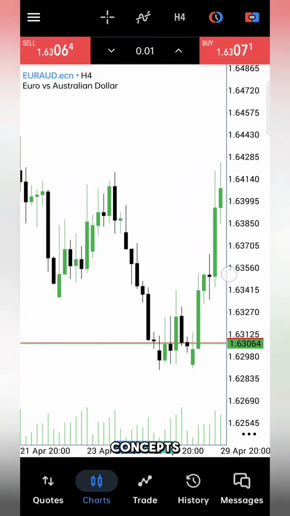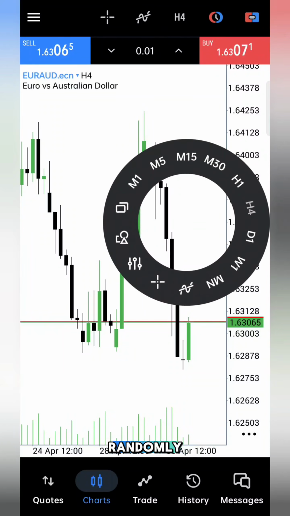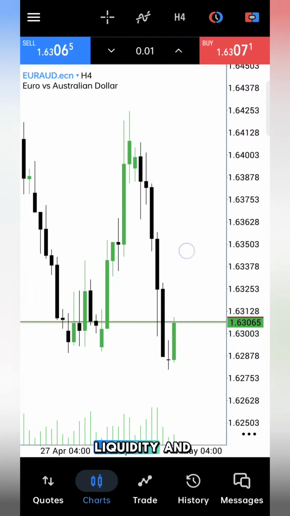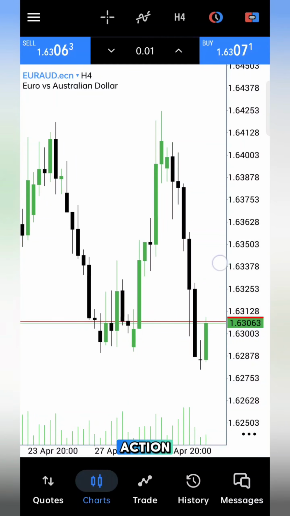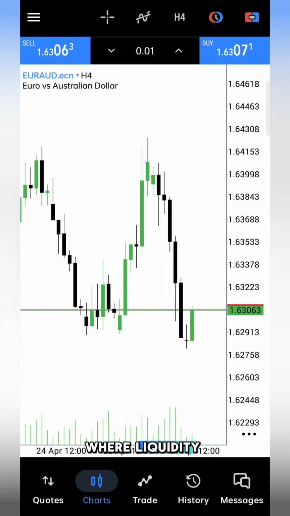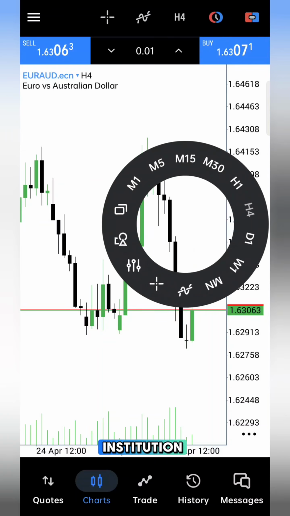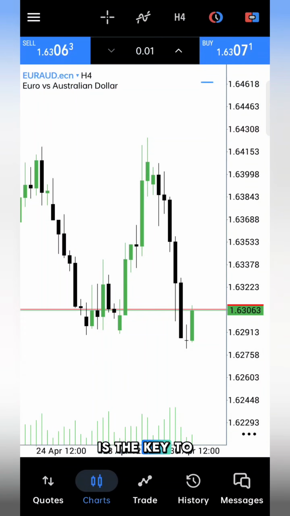In Smart Money Concepts, the market doesn't move randomly. It follows liquidity and engineered price action. Understanding where liquidity rests and how institutions manipulate it is the key to finding high-probability trades.